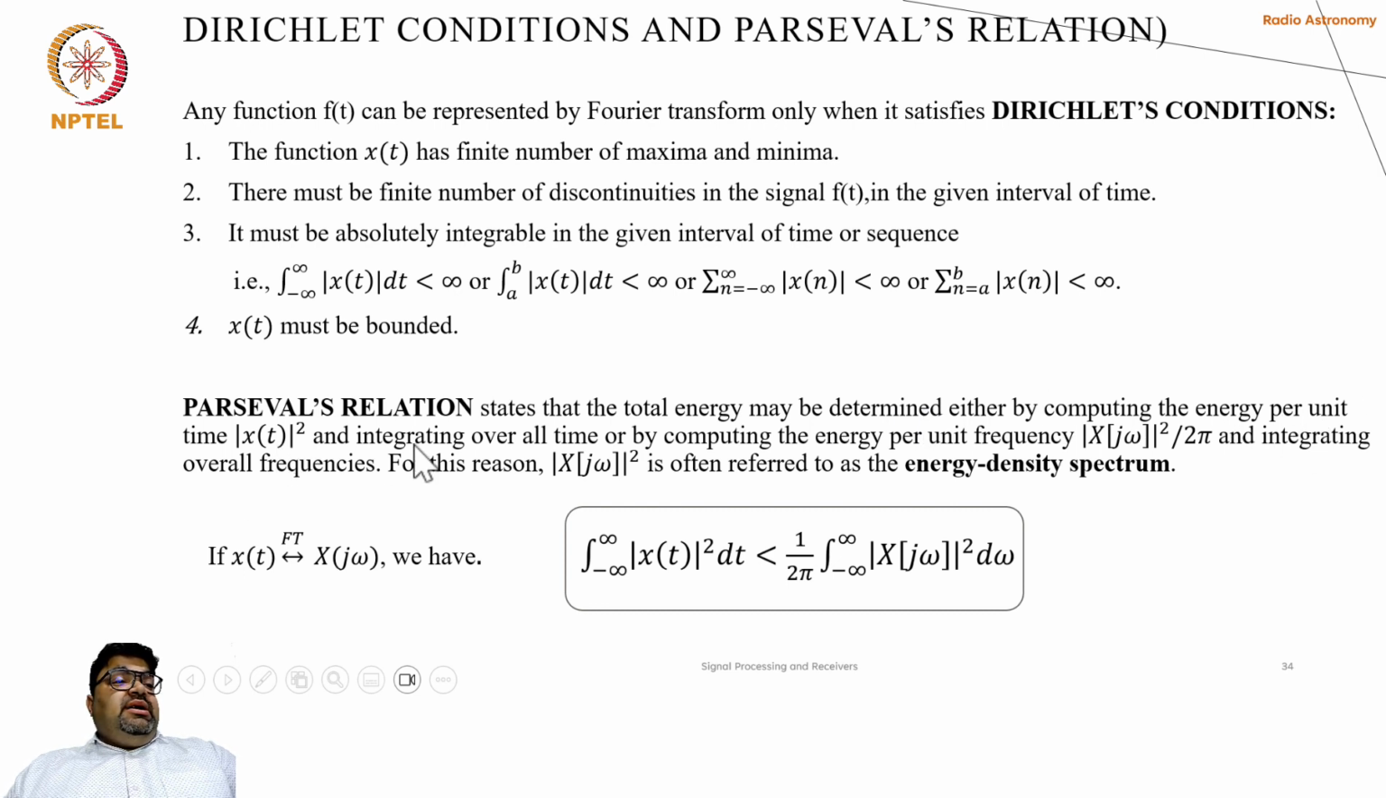Now, Parseval's relationship states that total energy may be determined by either computing energy per unit time, x(t) squared, and integrating over total time, or by computing energy per unit frequency and integrating over all the frequencies. So either you would compute this in one Fourier domain or the other, and they're often related as the energy density spectrum.